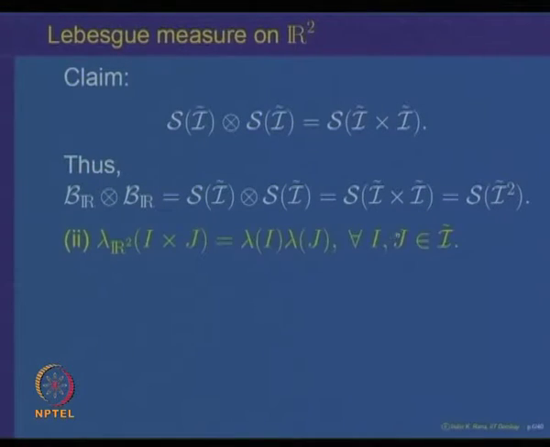Now let us look at the next property, that the Lebesgue measure that we have defined for a rectangle I cross J is lambda of I times lambda of J. That is obvious, because we obtained the product measure via extension of the measure on the rectangles. So, what we are saying is the Lebesgue measure on R 2 is the natural extension of the notion of area in the plane. This property is obviously built into the definition of the product measure.